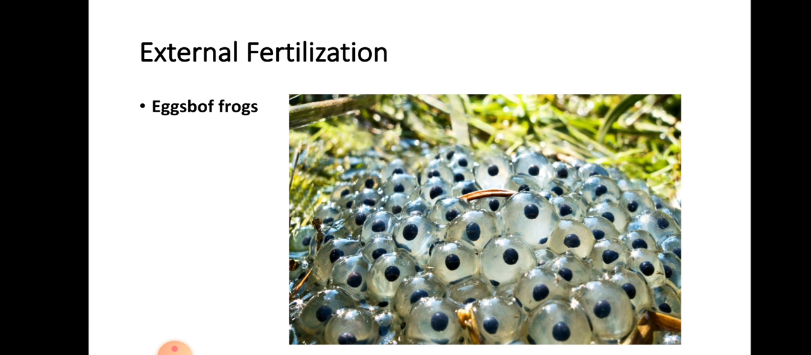External fertilization is very common in aquatic animals such as fish, starfish, etc. What is meant by aquatic? Aquatic animals are those living in water. So external fertilization is very common in aquatic animals. For example, in fish and starfish, the fertilization takes place outside the female body.